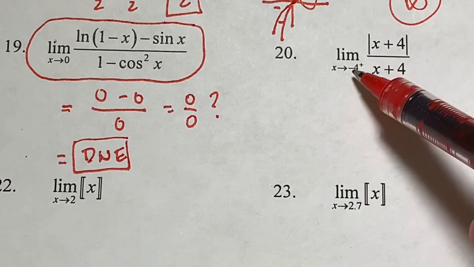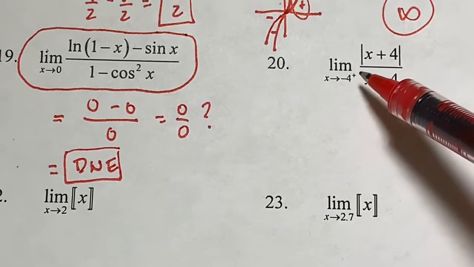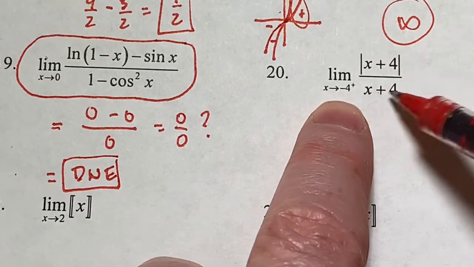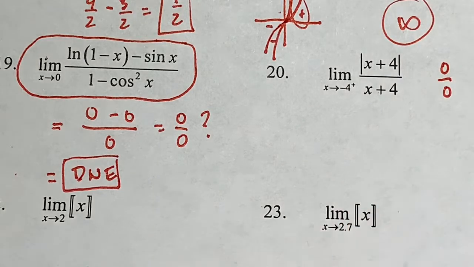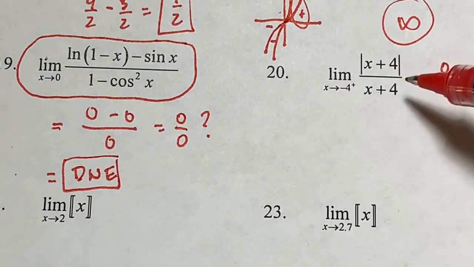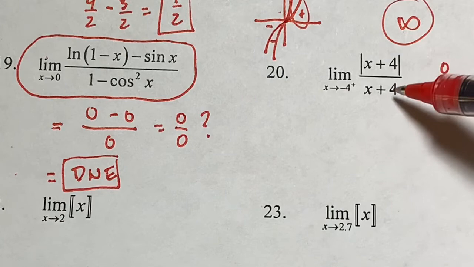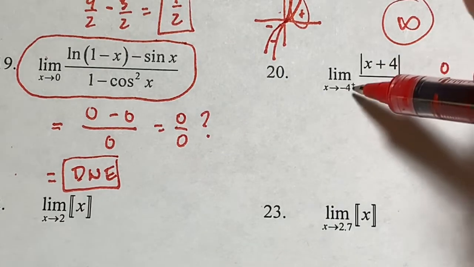All right, this is one we've actually seen before. It says the limit as x approaches negative 4 from the right. So I know that if I plug a negative 4 in there, I get 0 over 0. So I'm thinking there's a hole. But actually, this graph does not have a hole. There's actually a jump here. It definitely does not exist at negative 4.